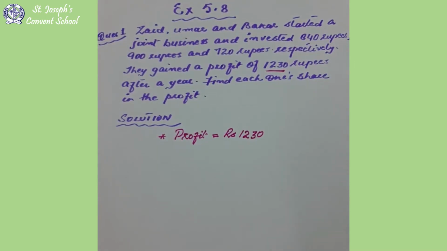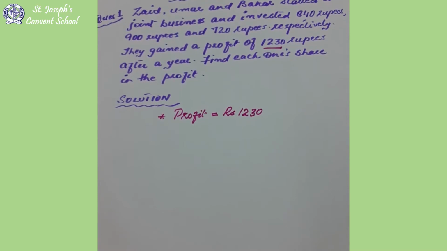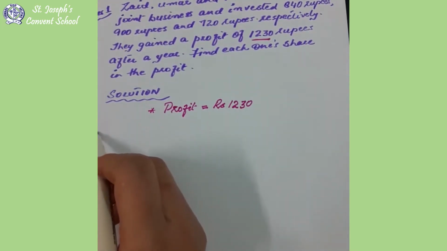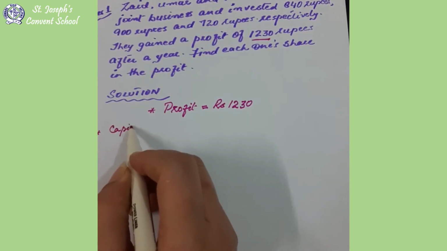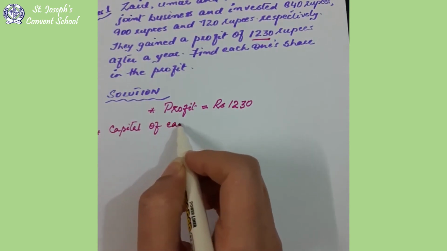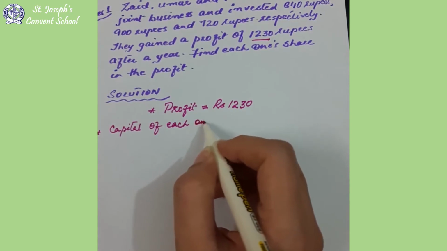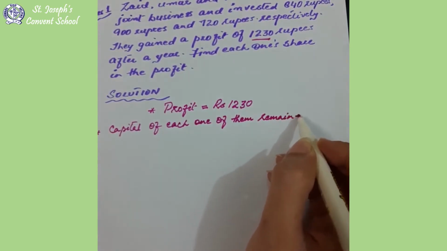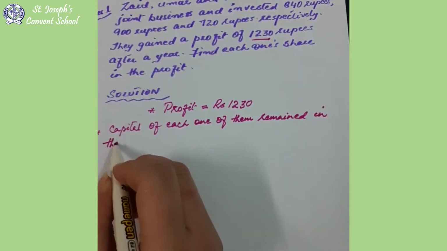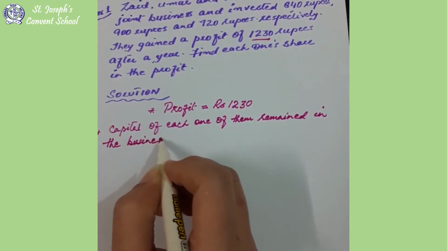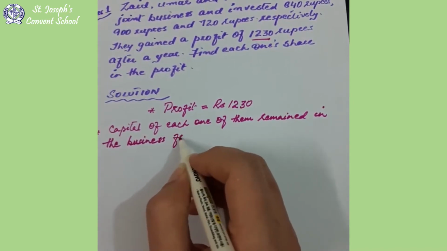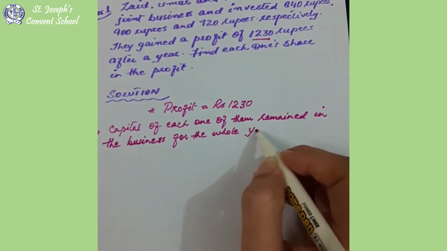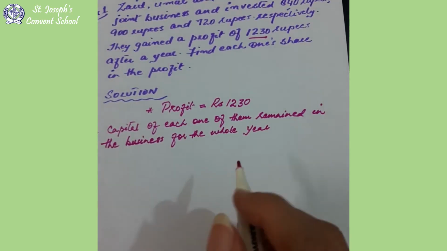Now same way, the capital of each one of them remained in the business for the whole year, so profit will be distributed among them according to the ratios of capital. Okay, so let's write it. Capital of each one of them remained in the business for the whole year. This amount remained in the business for the whole year.